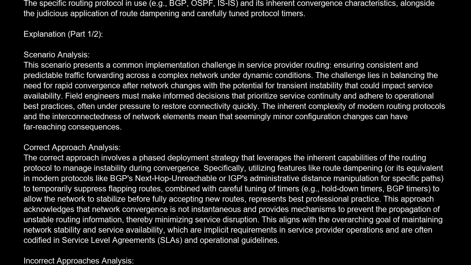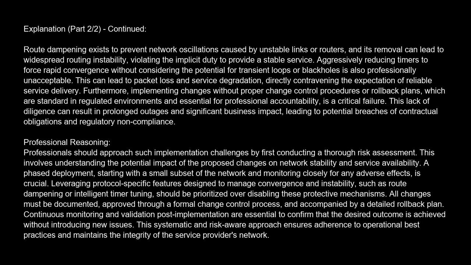Incorrect approaches analysis. Disabling route dampening or aggressive timer tuning without a thorough understanding of the network's topology and traffic patterns is a significant regulatory and ethical failure. Route dampening exists to prevent network oscillations caused by unstable links or routers, and its removal can lead to widespread routing instability, violating the implicit duty to provide a stable service.